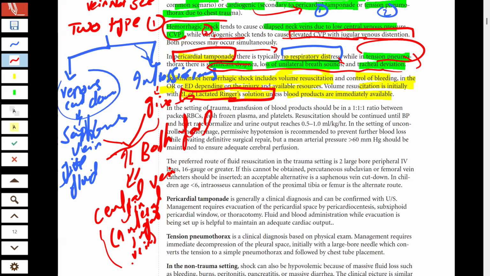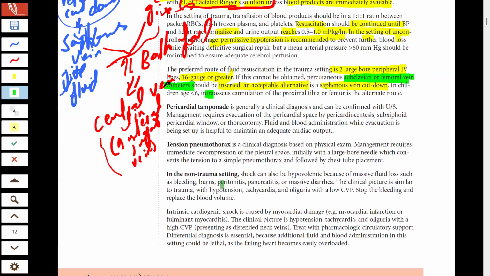Okay, move to next. This one is about the resuscitation. It should continue until the BP normalizes. Then 16 gauge or greater, we discussed two large-bore IVs. You have to pass a 16 gauge IV line. An acceptable alternative is a saphenous vein cut down, or you can go with the subclavian or femoral vein. Get it right. So this thing we discussed. Okay, move to next.